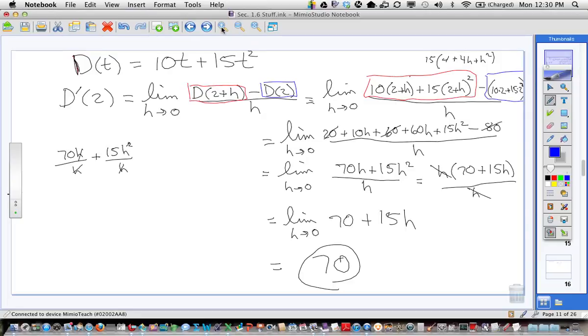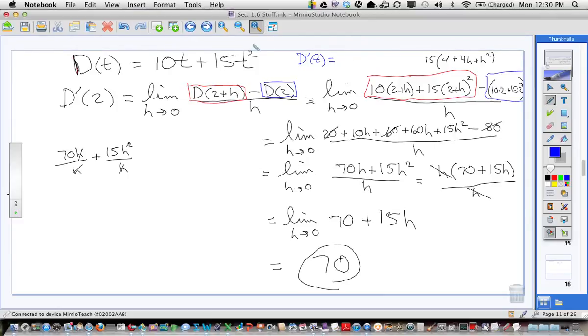Now that we've learned the shortcut, and again, this is kind of big picture stuff now. We just went through this whole long thing, we found 70. What did the 70 mean again? What did the 70 mean? The derivative of this, the slope of this at 2. But now that we know the shortcut, don't I know what d prime of t would be? What would d prime of t be if this is d of t?